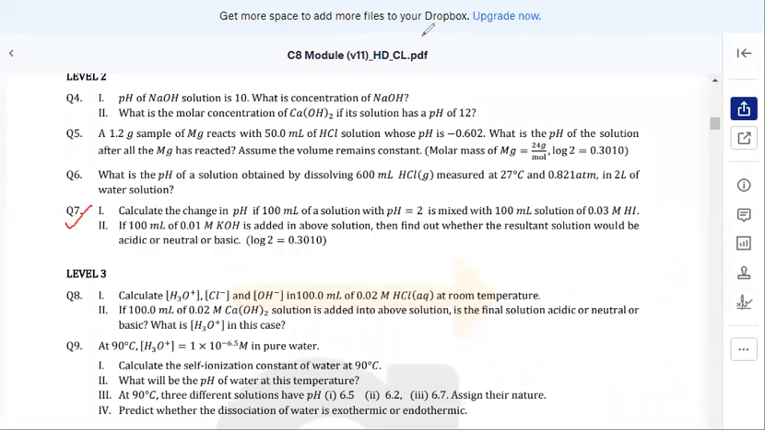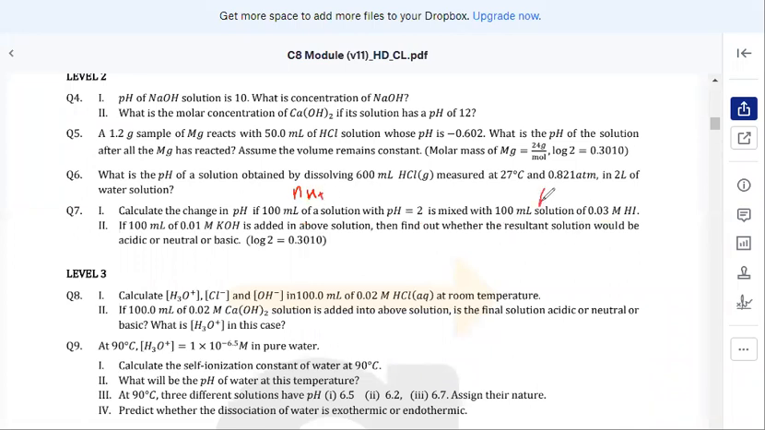Okay, very good, everyone. If it's clear, very good. Now question number 7. Now calculate the change in pH if 100 milliliter of solution with pH 2 is mixed with 100 milliliter of solution of this. So first, what you have to find? Calculate initial number of moles of H plus. Tell me. Calculate initial number of moles of H plus.